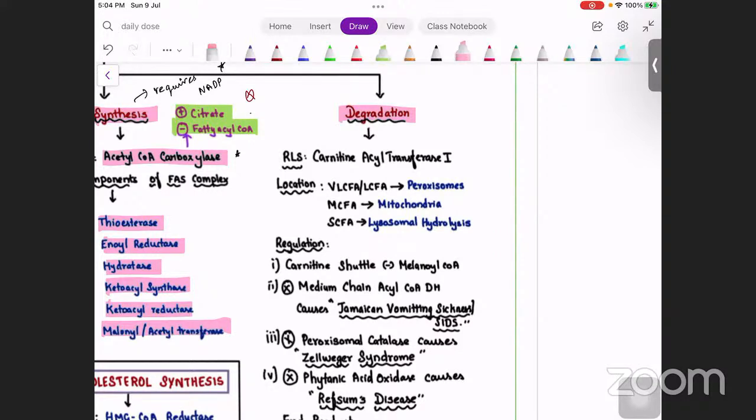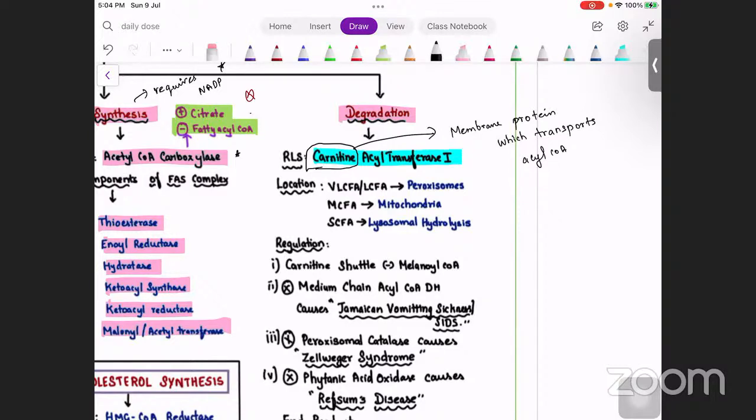First one is your rate limiting enzyme. The rate limiting enzyme is carnitine acyl transferase 1, and carnitine is a membrane protein which transports acyl-CoA from the cytosol to the mitochondria for fatty acid degradation, or beta oxidation of fatty acids.